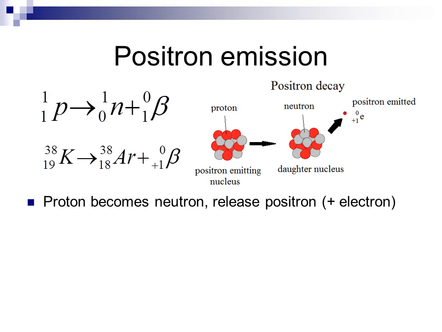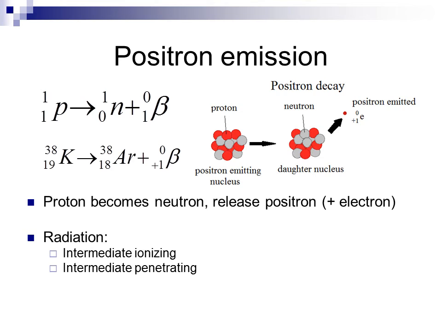For example, potassium-38 can decay to argon-38. If we add 38 and 0 on top on the right-hand side, we get the 38 for the potassium on the left. Adding 18 and positive 1 on the bottom of the right-hand side gives us 19 on the left. And the radiation for a positron is analogous to that of a beta particle, where we have intermediate ionizing and intermediate penetrating power.